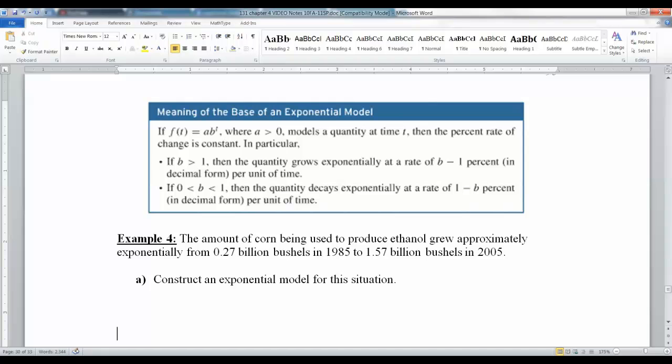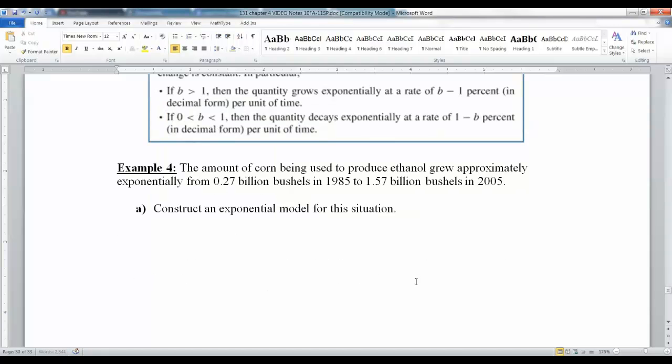So let's be smart about this, and let year 0, t equals 0, be 1985. You don't have to, but it's smart to, because that's your starting year. Now, why would that be a wise idea? Why does that make it smart?